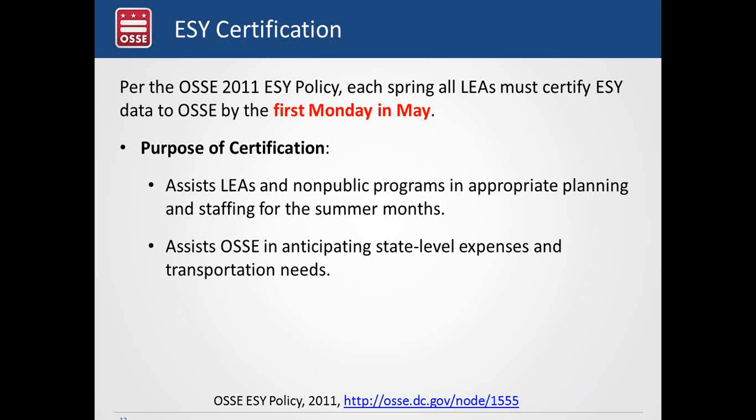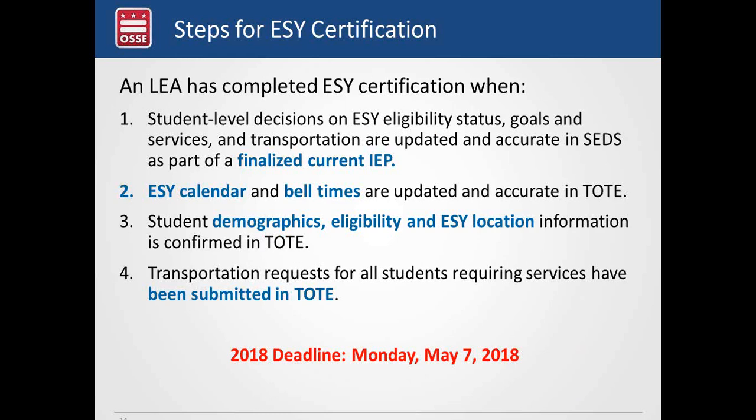And I'll share with you more details about exactly what needs to be done in each data system in just one moment. But the purpose of having this early deadline in the spring, even though ESY doesn't typically start for most programs until the summer, is to help you prepare, help the non-publics prepare, help OSSE prepare and plan ahead for staffing, for expenses. Transportation is a huge thing that we have to plan ahead on. So that's why there's always an early deadline in May to have all of your ESY tasks and decisions done in the various databases.